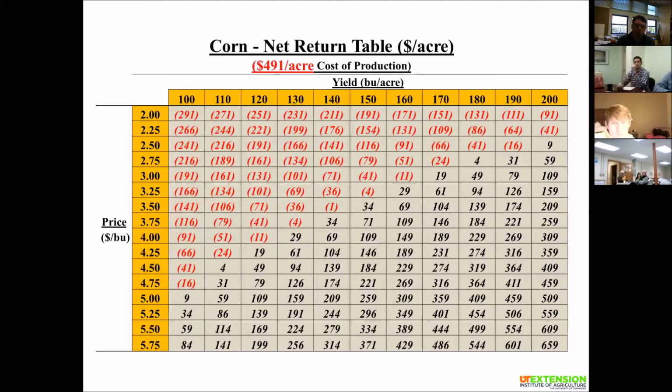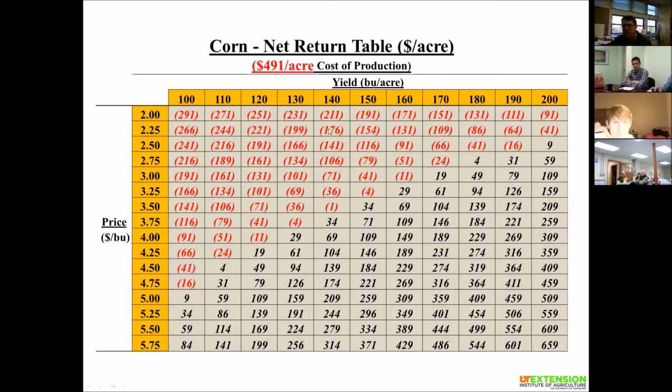So if you're higher or lower than the $4.91, you can just type in that number, and it'll give you the combination of yield along the top axis and price along the vertical axis where you're making money for this specified cost of production. So again, the way to read this, if you're targeting 150 bushel corn at $3.75, you're making roughly $71 per acre if your cost of production is $4.91.